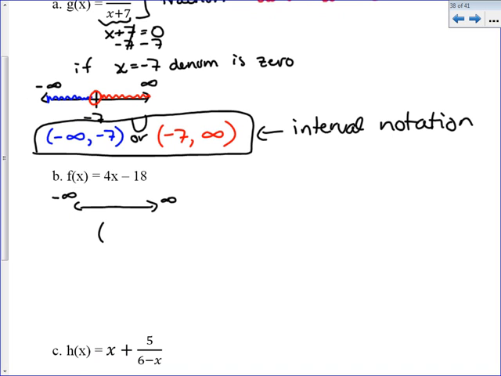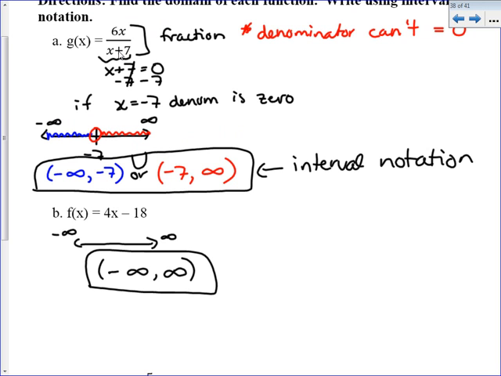So this problem is actually easier than the other one. All of the numbers work because there's no fraction and there's no square root. So that means any value will work for x. Any value I substitute in, I can get back an answer. The problem up here is if I substitute -7 in, this becomes undefined. I can't get an answer.